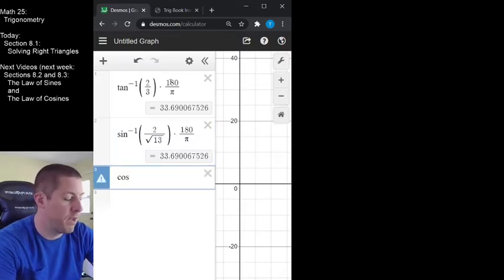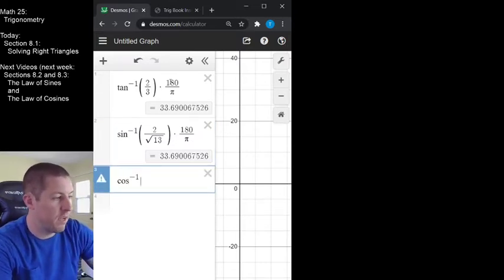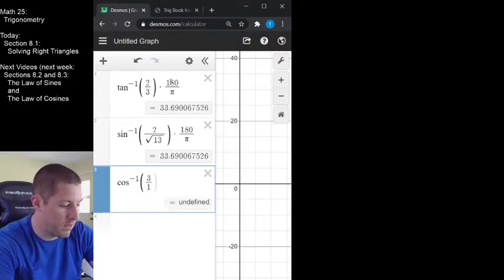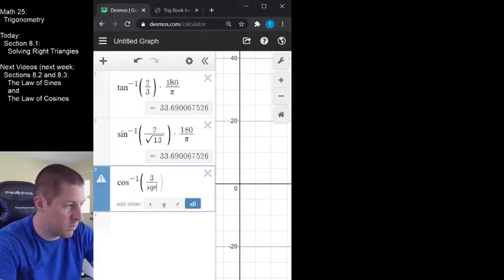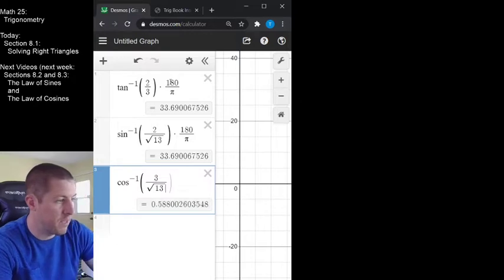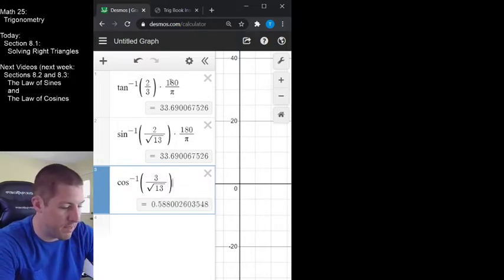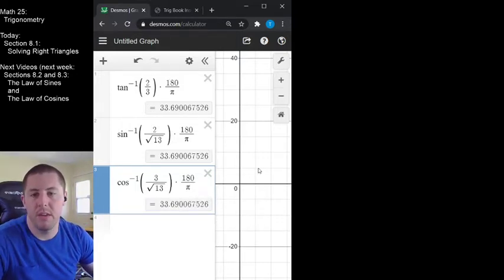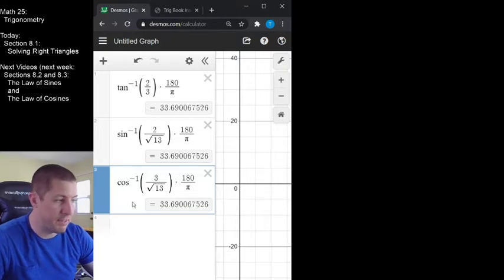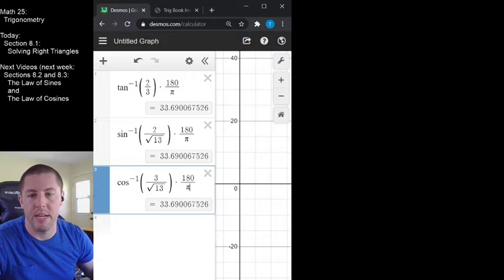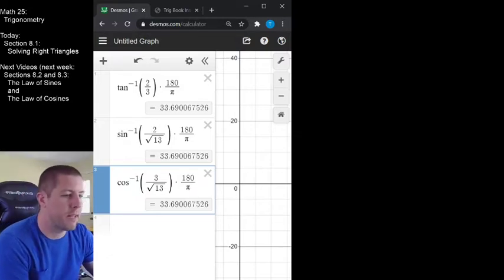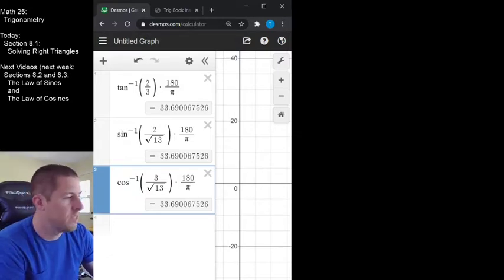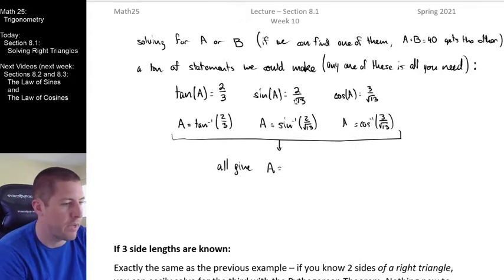The other one that we set up was cosine inverse of 3 over square root of 13. Same radian measurement. I multiply this by 180 over pi, and boom. So it looks like all 3 of those were equivalent to each other, the 3 different inverse trig statements that we set up. All of them gave us 33.69 degrees, nicely rounded to 2 decimal places. So 33.69 is what we got for A.